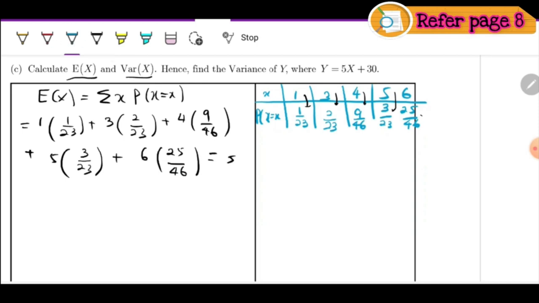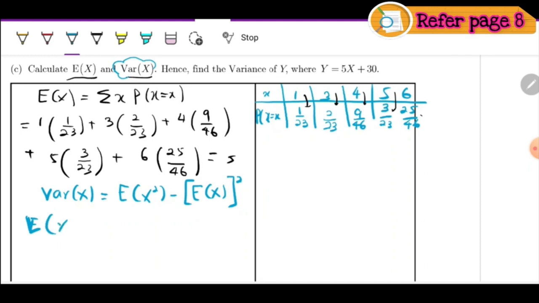Okay. The next question is, find the variance of x. What is the formula for variance? So the formula for variance is E of x squared minus mean squared. Firstly, you must find the expectation of x squared first. So expectation of x means x times the probability. Expectation of x squared means x squared times the probability.